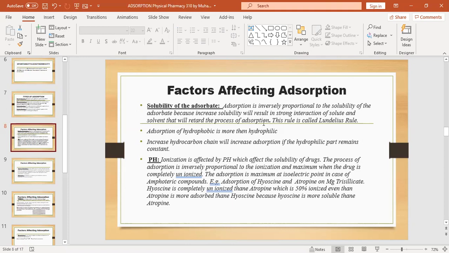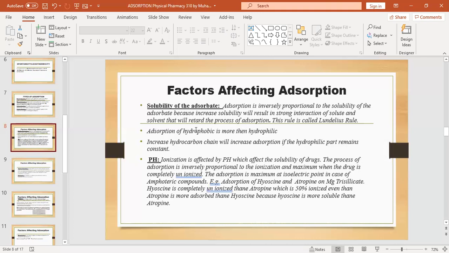And if that interaction is strong, which means the solubility is greater, the interaction will be strong. So they will hold the molecules of the adsorbent and will retard the process of adsorption. Adsorption of hydrophobic is more than hydrophilic substances. Hydrophobic means water repelling substances and hydrophilic means water loving substances.